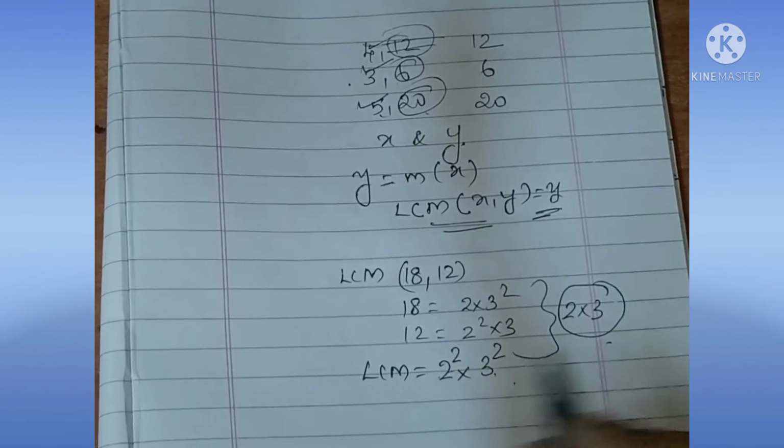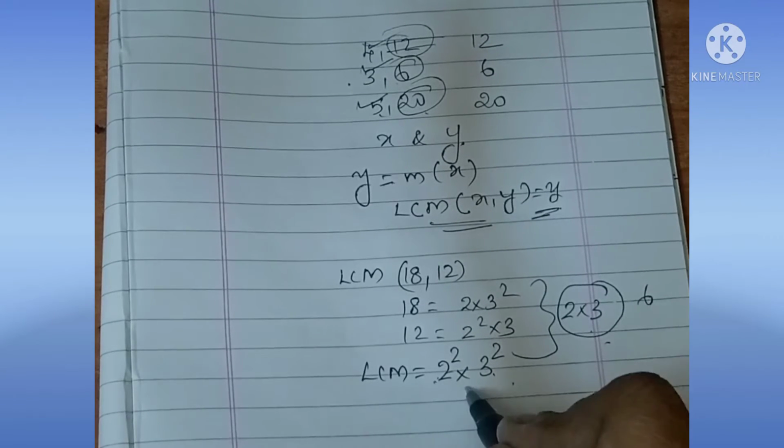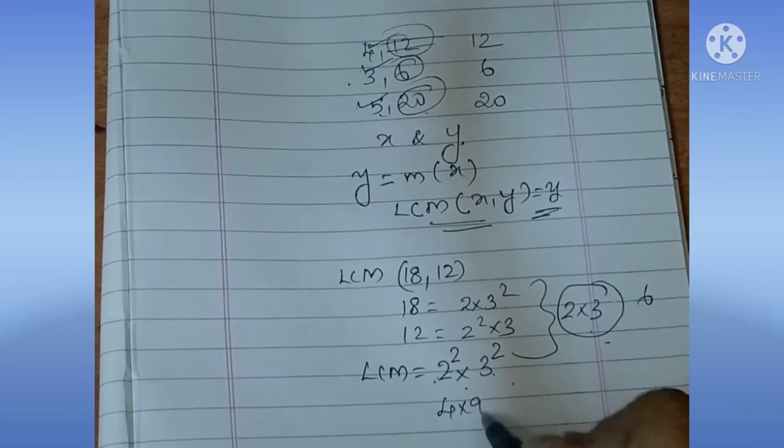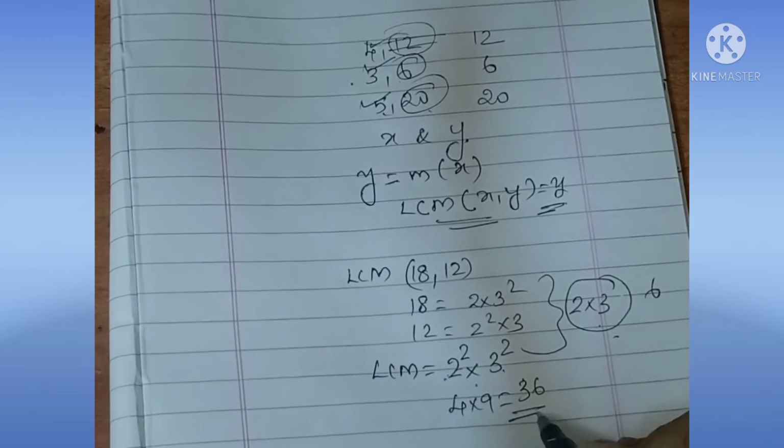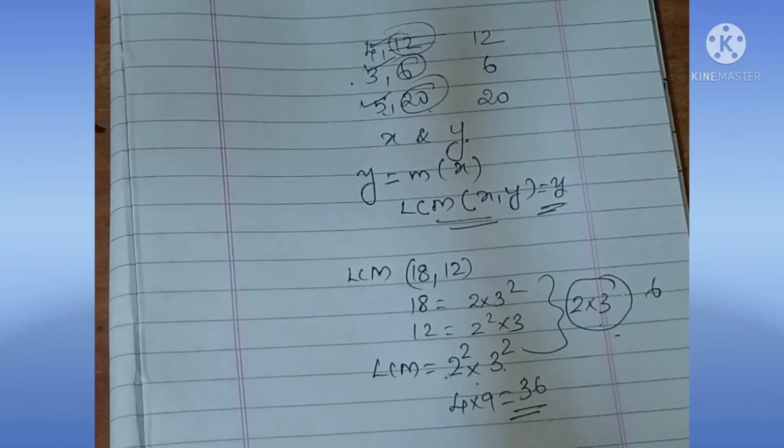So HCF is 2 into 3, 6. But LCM is 4 into 9, that is 36. That means after 36 minutes, they will meet again.